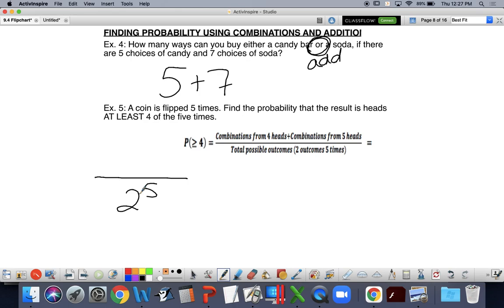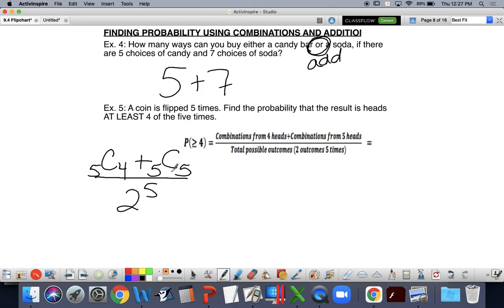Now, in my numerator, I want heads to show up either 4 times or 5 times. So I have an or in there. I either want 4 heads or 5 heads. So let's imagine that as I flip this coin, I'm just writing down H and T, H and T, T and H, whatever I end up getting. So out of the 5 that I write down, I want 4 of them to be an H, or I want all 5 of them to be an H.